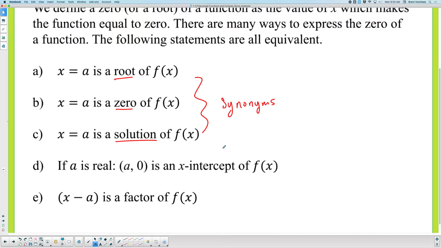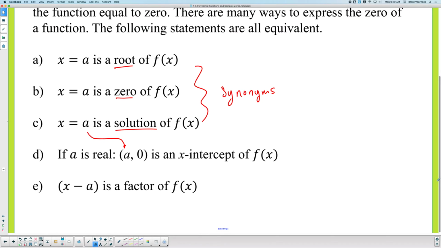Another way is saying if a is real, you could write it in this form. What it's saying is all these things are x-intercepts. It'll be an x-intercept at the value of a. Notice that a is the x value, so it's an x-intercept when y is 0. And finally, we get to the key word. We'd call this a factor.